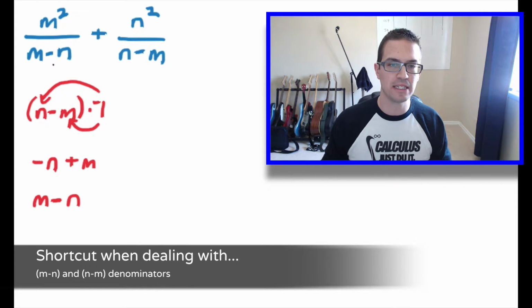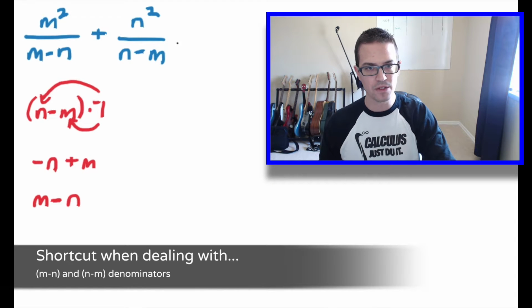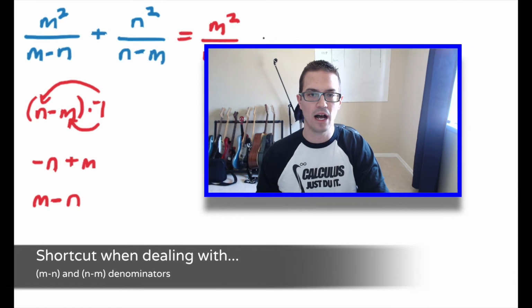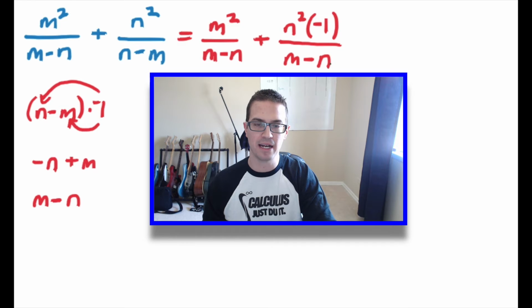So what we're going to do is, you can't just multiply this bottom by -1, you have to multiply the top and the bottom both by -1, so that way the fraction still is equivalent. So that's basically what I'm going to do. I'm going to rewrite this whole expression right here as follows. So it's going to be m squared over m minus n. Now I'm going to multiply that top term by -1, and then I already multiplied the bottom by -1, so it's just going to be m minus n.